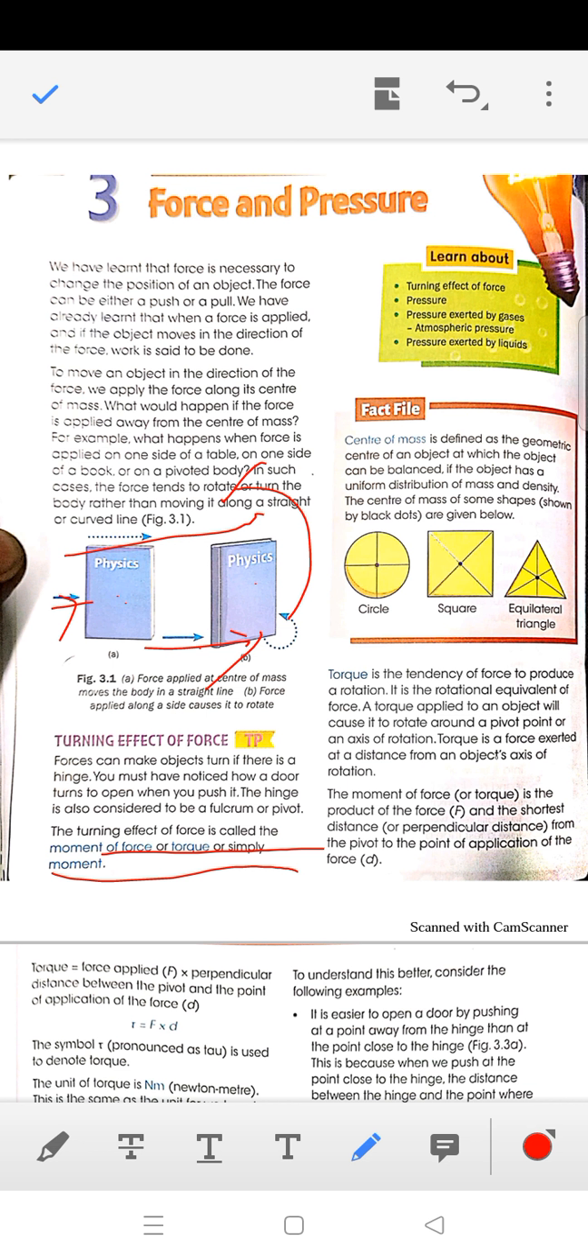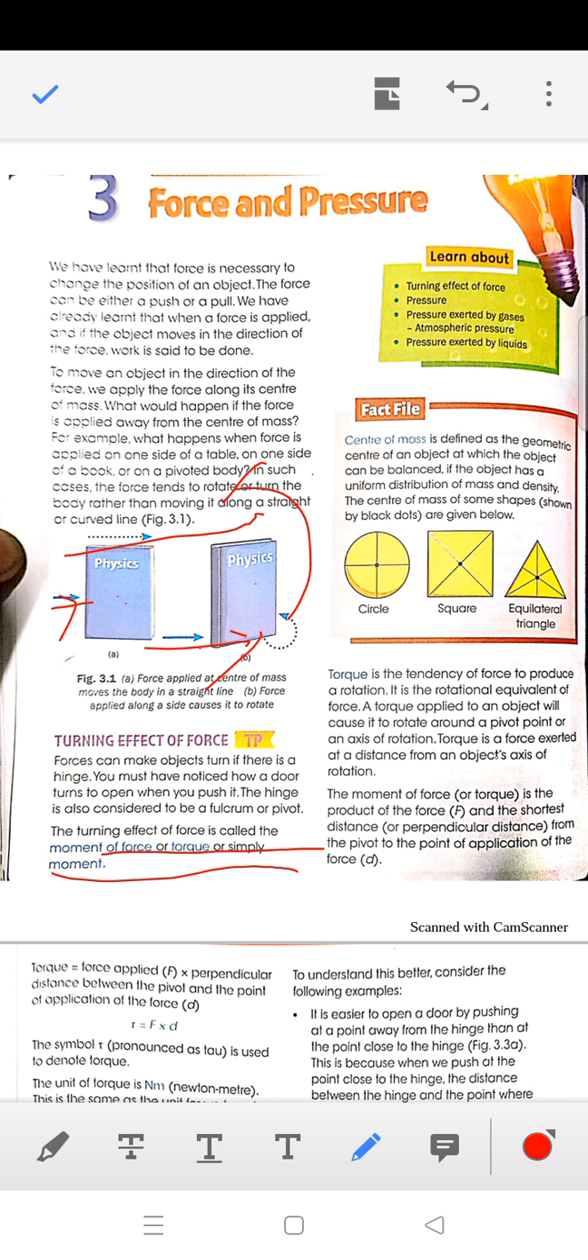Now, what is torque? We all know that force applied on a body produces translatory motion. But torque is the tendency of the force to produce rotational motion. It is equivalent to force in translatory motion. What force does in translatory motion, the same thing torque does in rotatory motion.